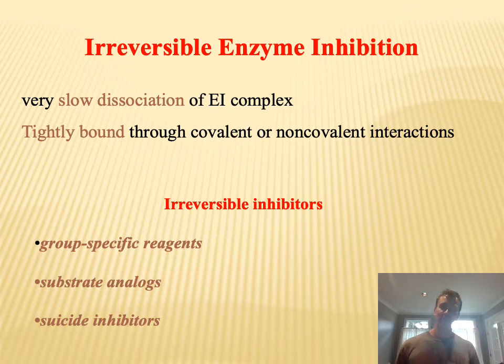Those were reversible enzyme inhibitors. You can also have irreversible enzyme inhibition. In this case, you have very slow dissociation of the EI complex. So the enzyme inhibitor is tightly bound through a covalent interaction or non-covalent interaction if it's tight enough. So basically, you don't have dissociation of that complex, or it happens at a very, very slow rate. Some examples include group-specific reagents, substrate analogs, and suicide inhibitors.